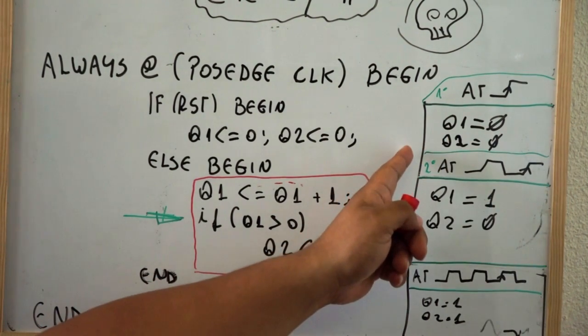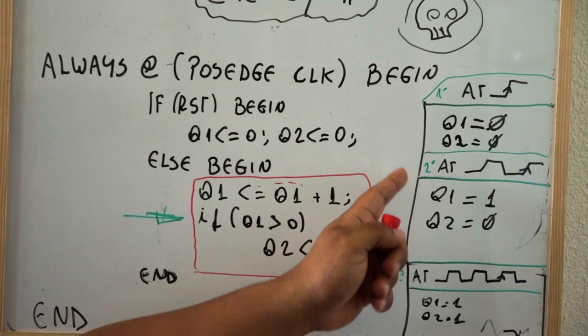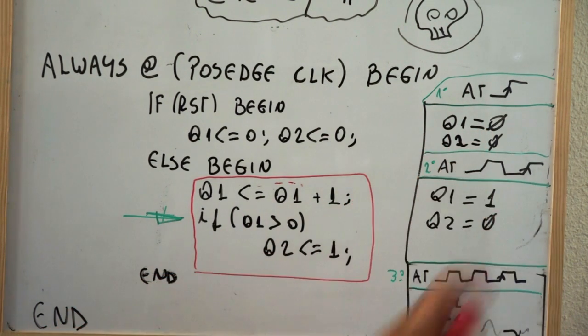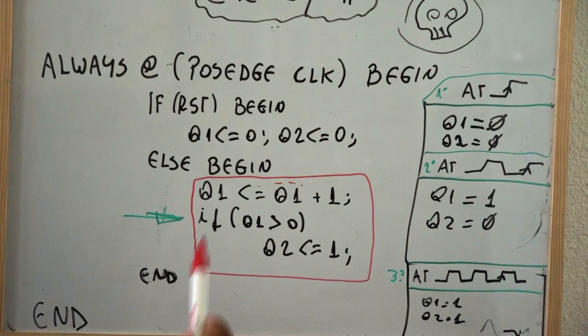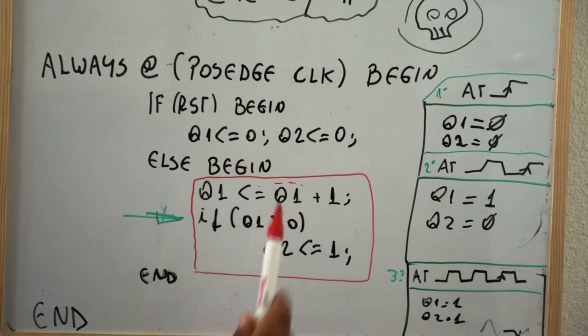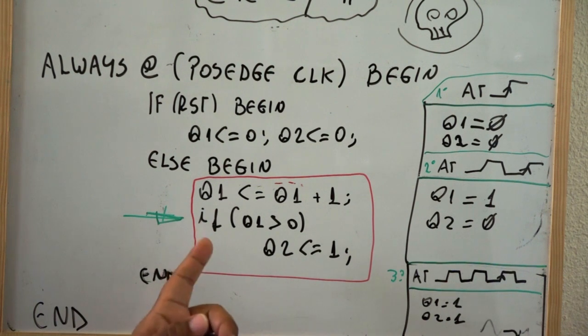In this first rising edge of the clock, as the reset has been applied before, Q1 will be 0 and Q2 will be 0. Okay? And we execute this line here. Q1 receives Q1 plus 1. And if Q1 bigger than 0, Q2 receives 1. Okay? The problem that you may find here is this, guys.